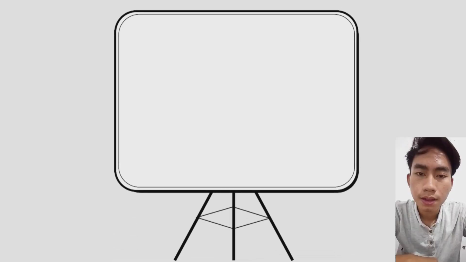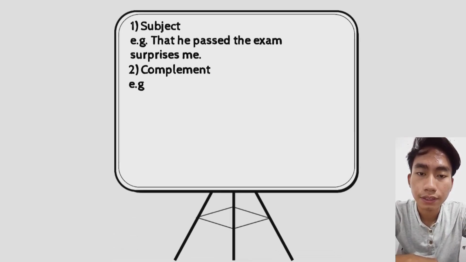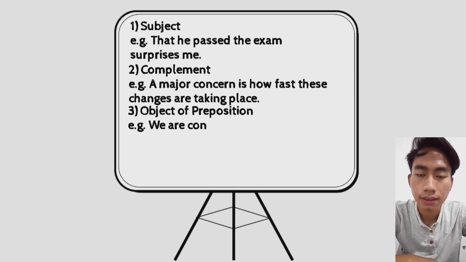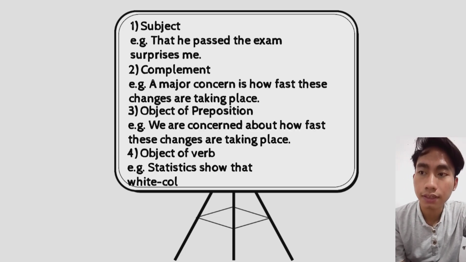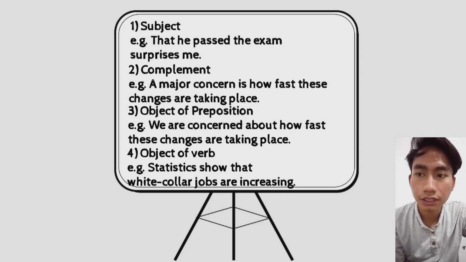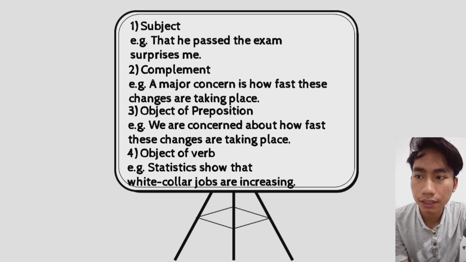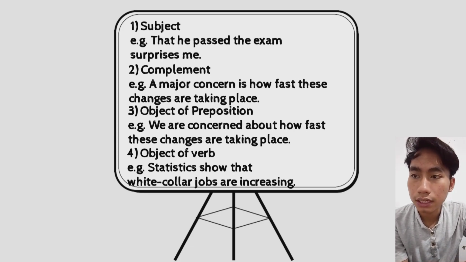Functions of a noun clause. A noun clause can have various functions in a sentence, including subject. Noun clause can function as the subject of a dependent clause and does exactly what a subject does. Normally, the noun clause takes a singular verb. For example, "That he passed the exam surprised me." Here, "that he passed the exam" is the noun clause that functions as the subject of a sentence.